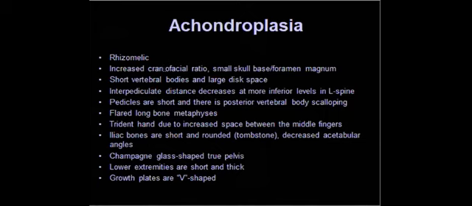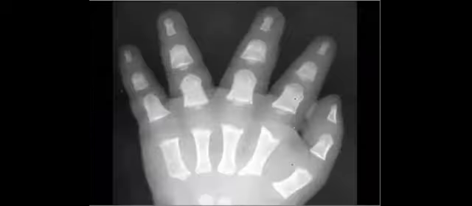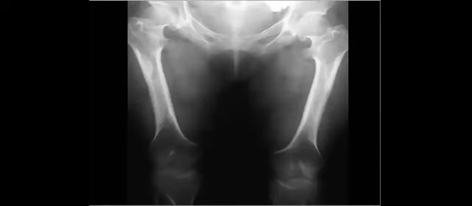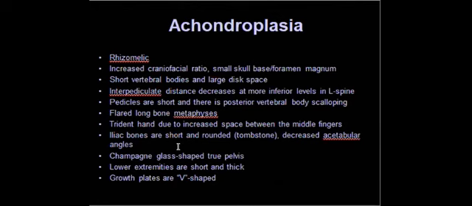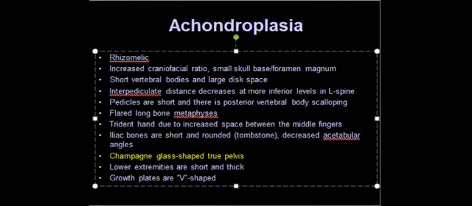So this is what is called achondroplasia. We already revised all the criteria. The most important is rhizomelic dwarfism. The interpedicular distance is one of the good clues to look for. We already mentioned trident hand. So this is what's called trident hand. And flared bone metaphysis, we already mentioned it. And champagne glass pelvis, this is what you like to mention always.